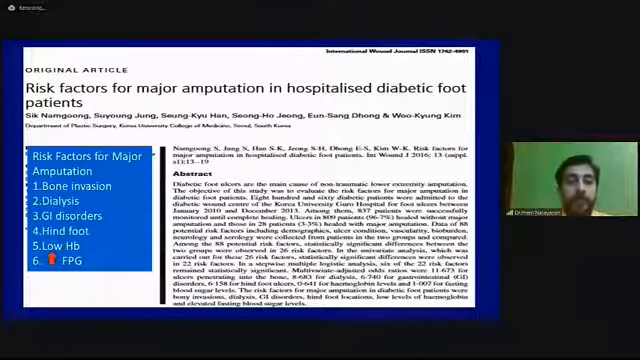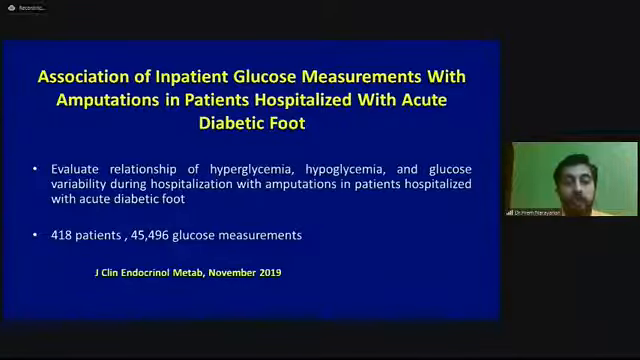Again, another paper from South Korea showed the risk factors for major amputation in hospitalized diabetic foot patients. You can see here, apart from the usual other causes of bone invasion, dialysis, and low hemoglobin, increased fasting plasma glucose is also an important independent risk factor for amputations. So that again focuses the importance of glycemic control in getting the wound healed.